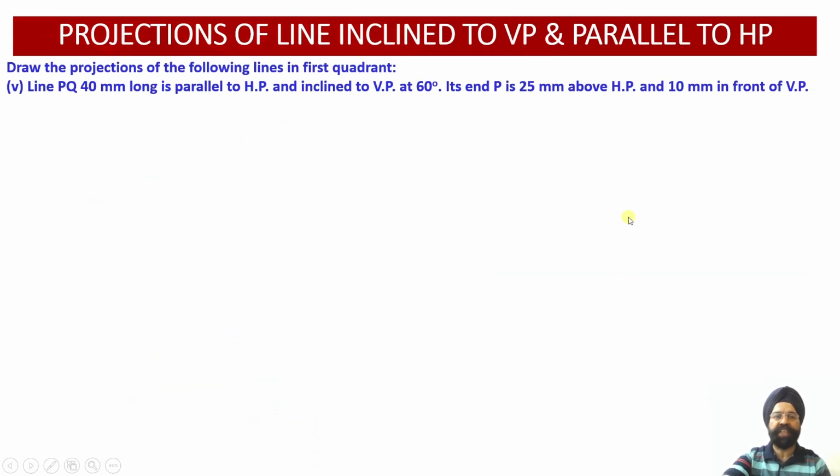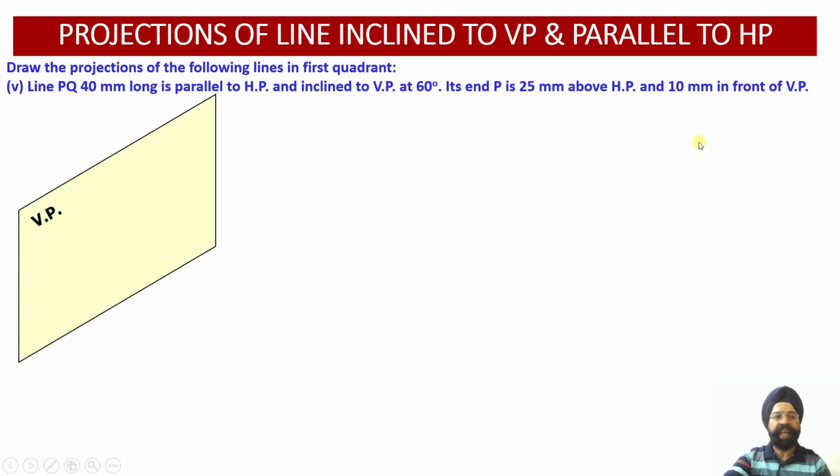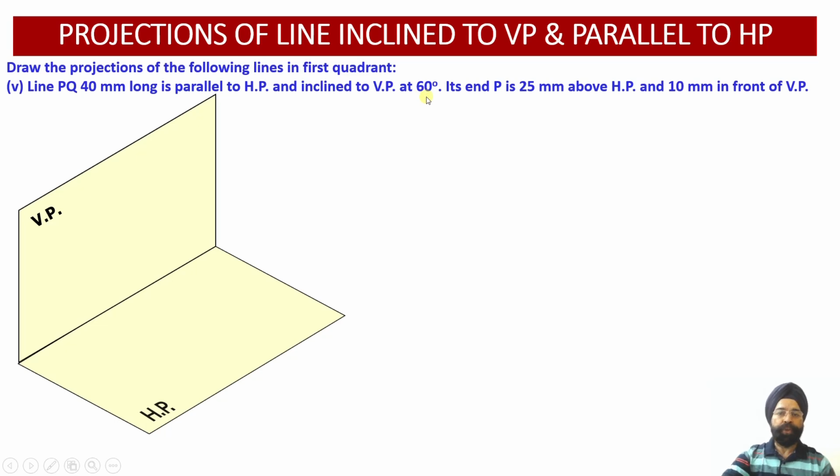Now let's pick up case number 5. The line which is inclined to the vertical plane and parallel to the horizontal plane. So the statement reads: a line PQ is 40 mm long. It is parallel to HP and inclined to VP at an angle of 60 degree. So here we'll see that the angle of inclination is higher. The reduction in the projections will be more on the vertical plane.